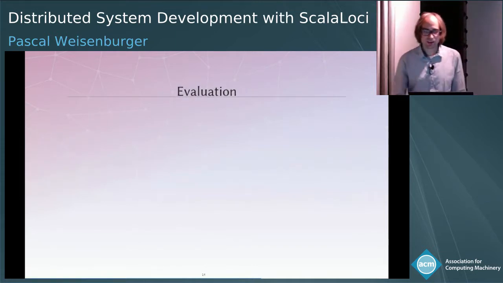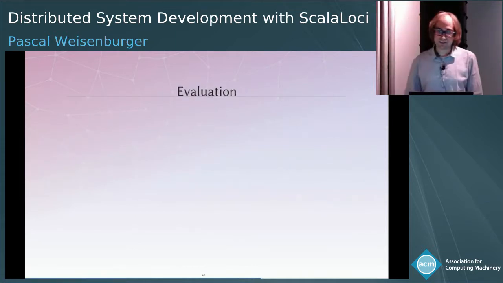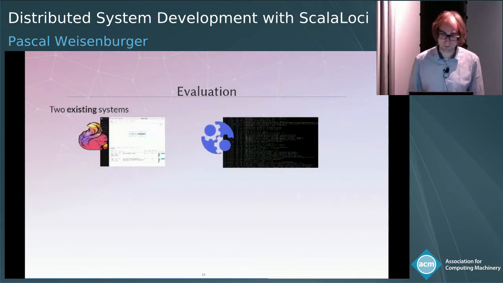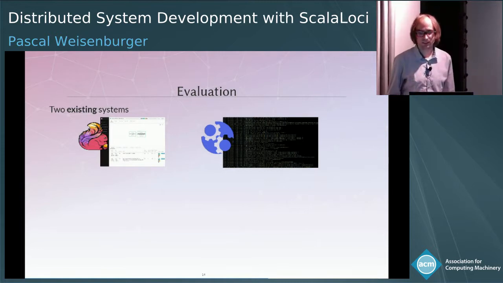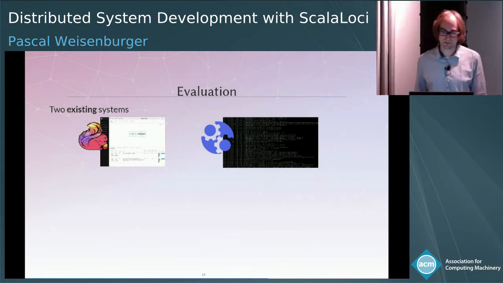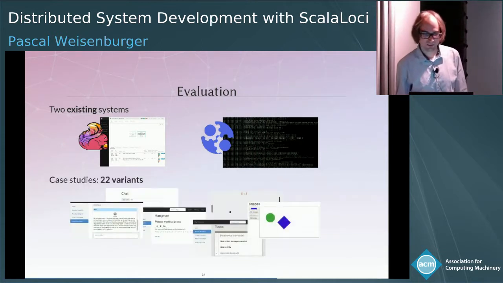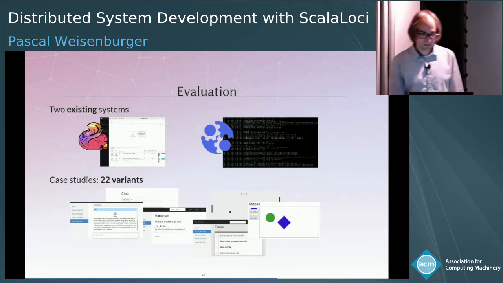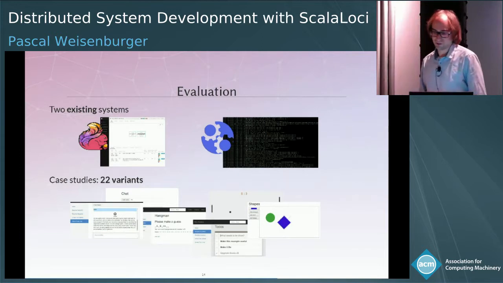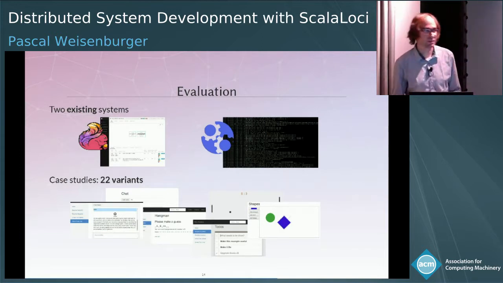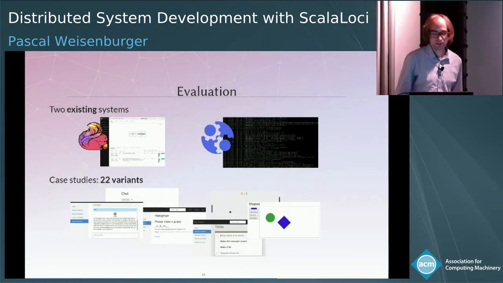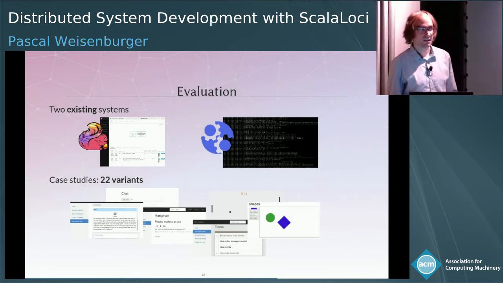So we evaluated our design by looking into existing distributed systems, namely Apache Flink and Gearpump, to evaluate how ScalaLoci can be used in complex existing systems. And we also conducted an explorative study on some applications that we implemented in 22 variants. Here we experimented with different applications of different distributed architecture, for example, client-server applications, peer-to-peer applications, master-worker patterns, and so on. And in the paper, we also discuss code metrics for all these variants in more detail.